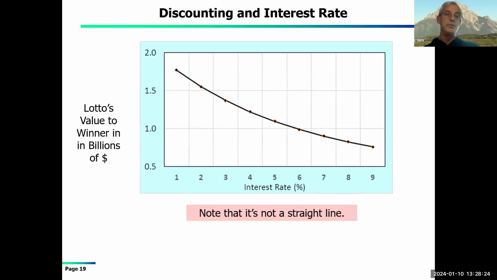And that leads to this. This is financial math, but it's really about humans. And what it says is, okay, the lotto's value to the winner in billions of dollars in terms of lump sum is sensitive to the interest rate used for the discounting purposes. And as you lower the interest rate for purposes of discounting, it will get more value.